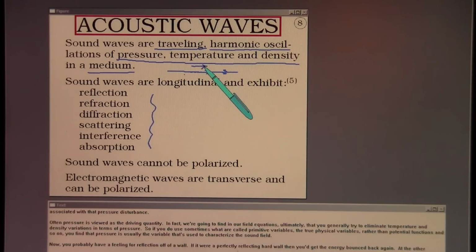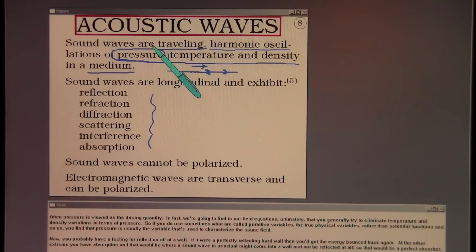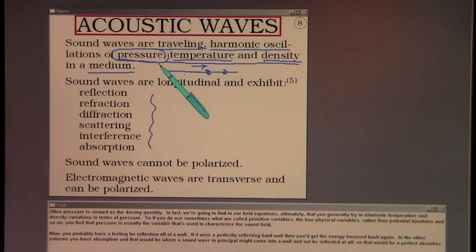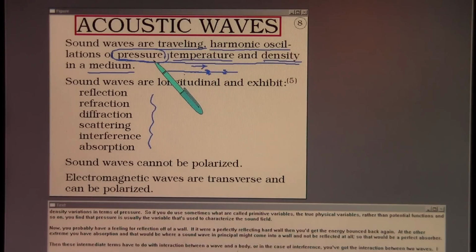And there is a wave velocity that's associated with that pressure disturbance. Often pressure is viewed as the driving quantity. In fact, we're going to find in our field equations ultimately that you generally try to eliminate temperature and density variations in terms of pressure. So if you do use what are sometimes called primitive variables, the true physical variables, rather than potential functions and so on, you find that pressure is usually the variable that's used to characterize the sound field.